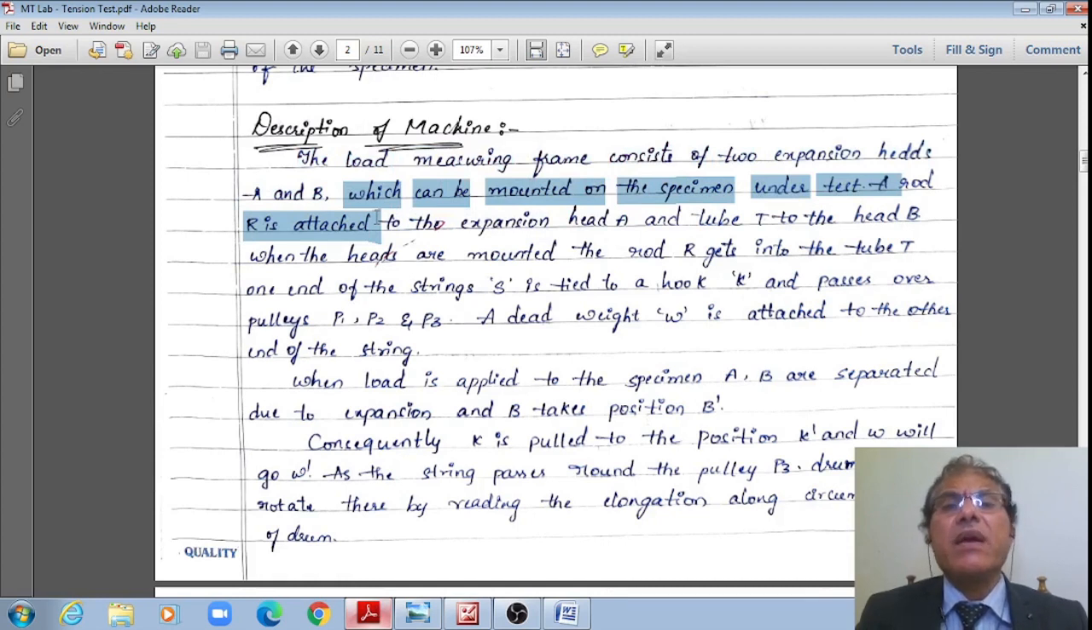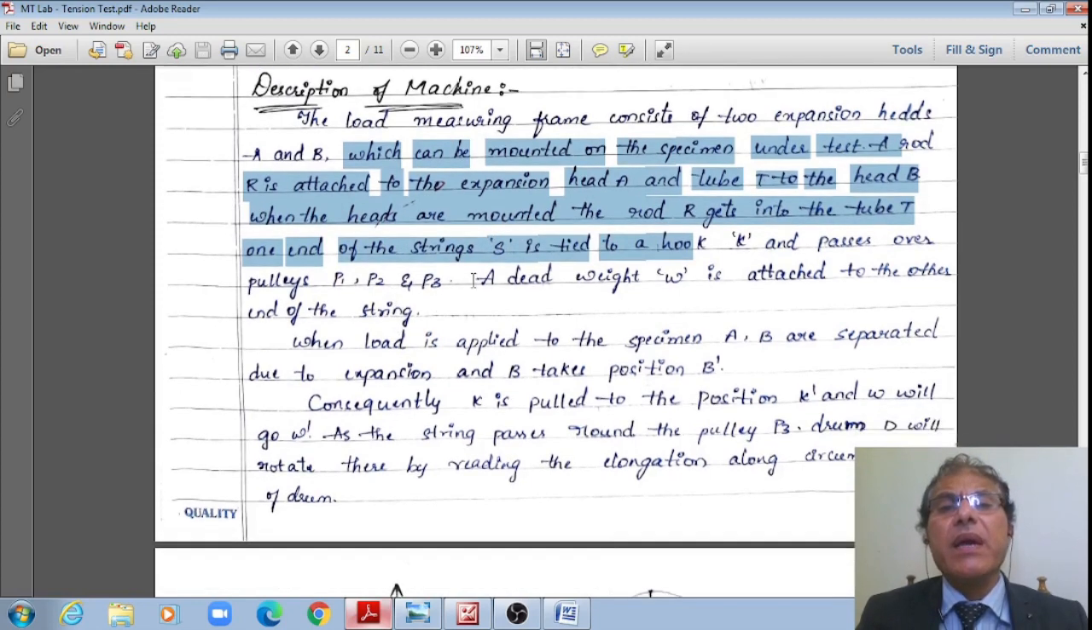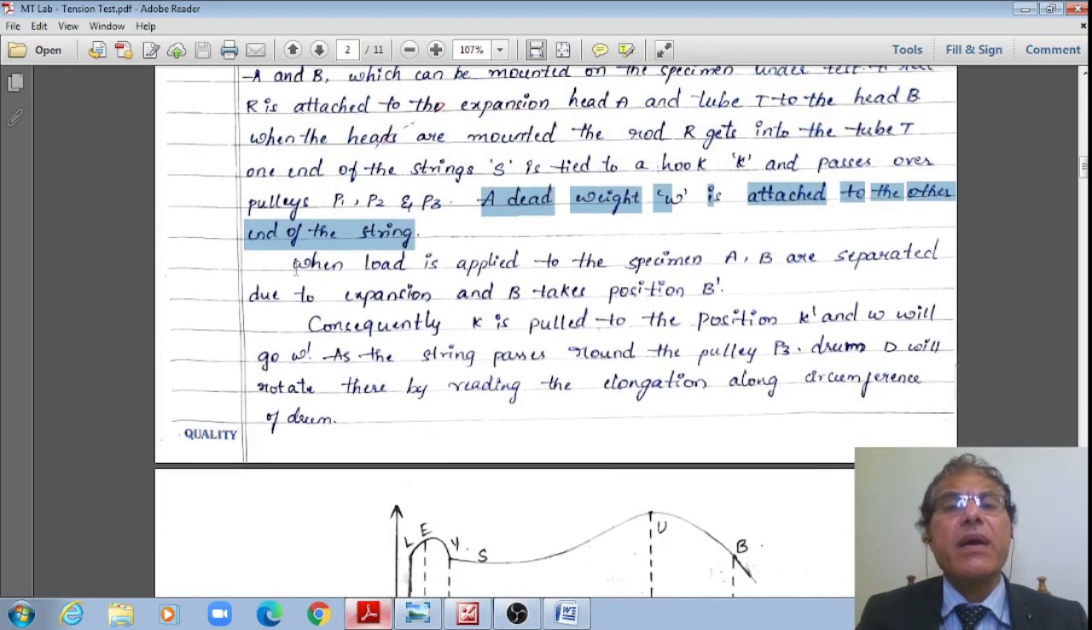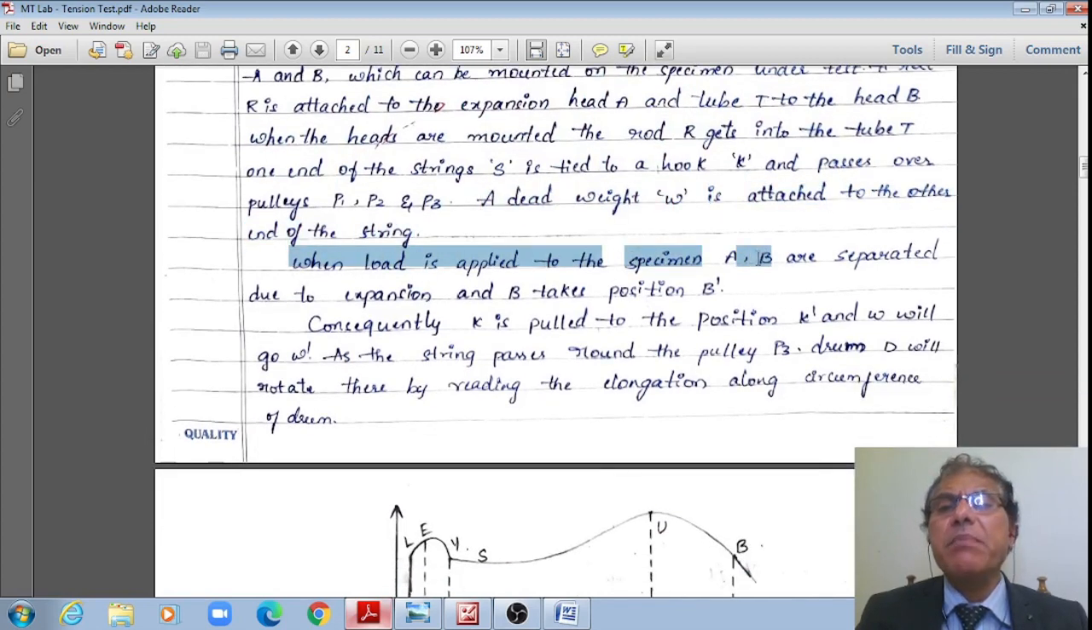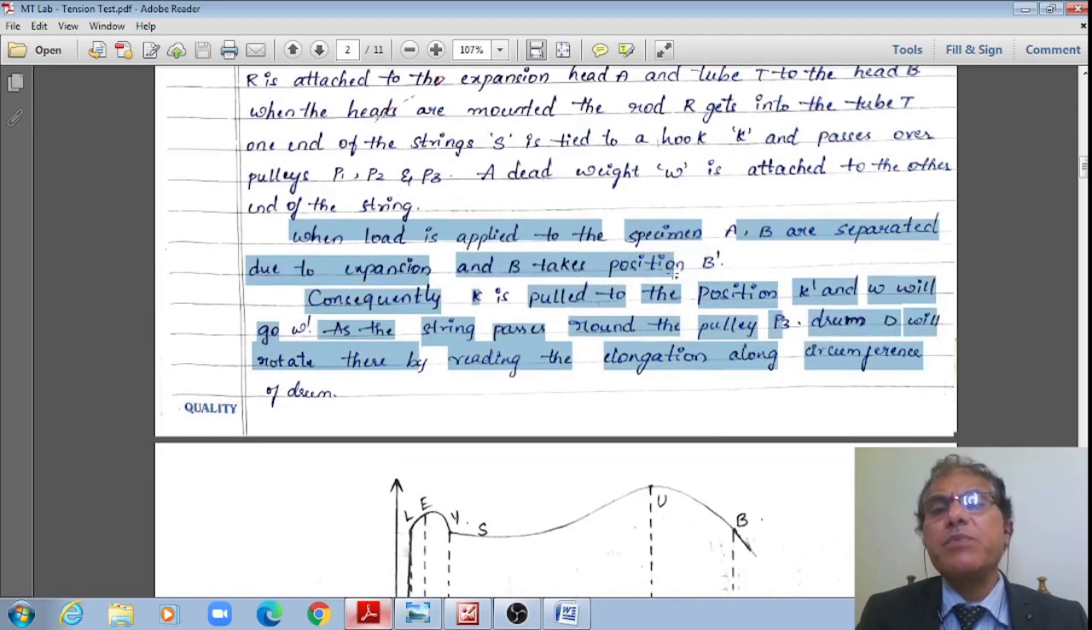A rod capital R is attached to the expansion head A and the tube T to the head B. When the heads are mounted, the rod R gets into the tube T. One end of the string S is tied to the hook K and passes over the pulleys P1, P2, P3. A dead weight W is attached to the other end of the string. When the load is applied to the specimen, A and B are separated due to the expansion, and B takes position B prime.